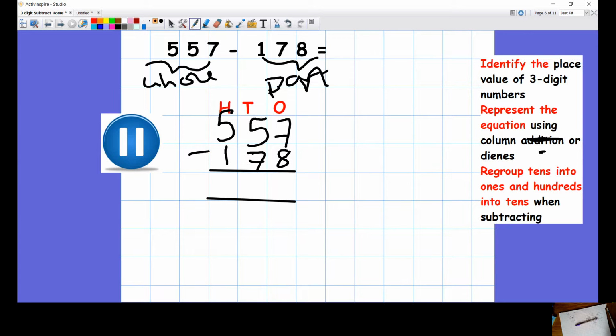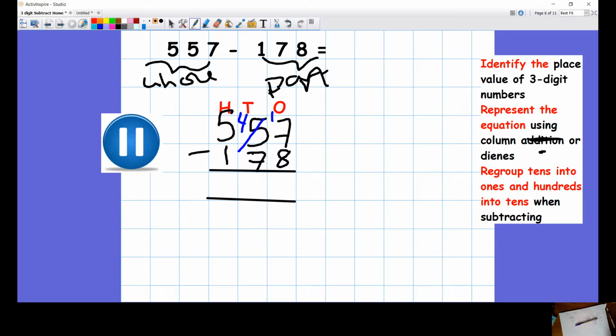So let's work through this example. 7 ones is what I have to start off with. Can I take 8 ones from 7 ones? No. So I need to go to my tens and I need to regroup one of my tens from 110 into 10 ones. So I'm going to take one of those tens. And 7 ones add 10 ones, because I've regrouped from my tens, is equal to 17 ones.